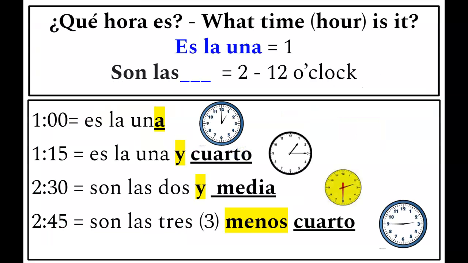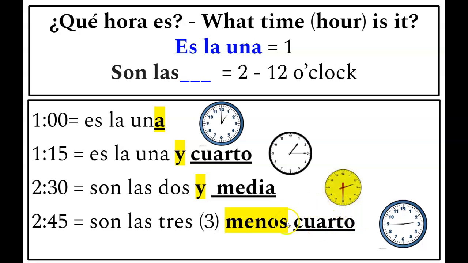All right. Let's review. Here we have 1 o'clock es la una. 1 1/4 es la 1:15. 2:30, change the stem. Son las 2:30. I'm past the 30, so I'm going to say how many minutes till the next hour. Son las 3 menos cuarto.